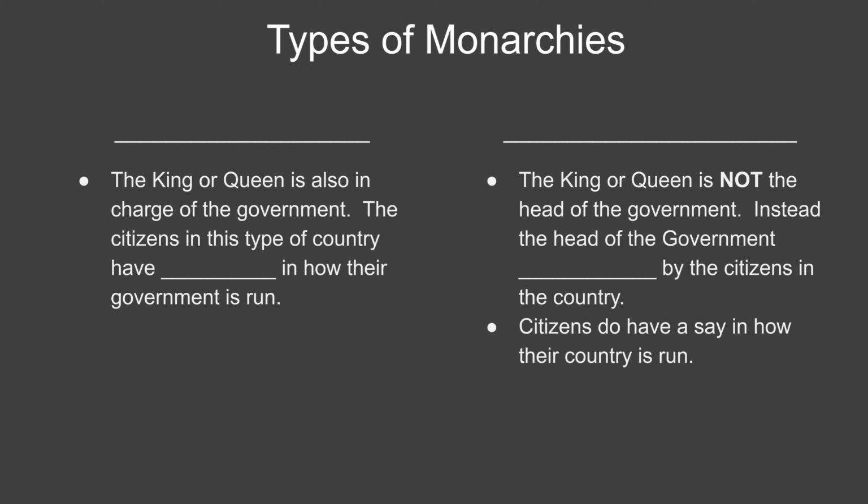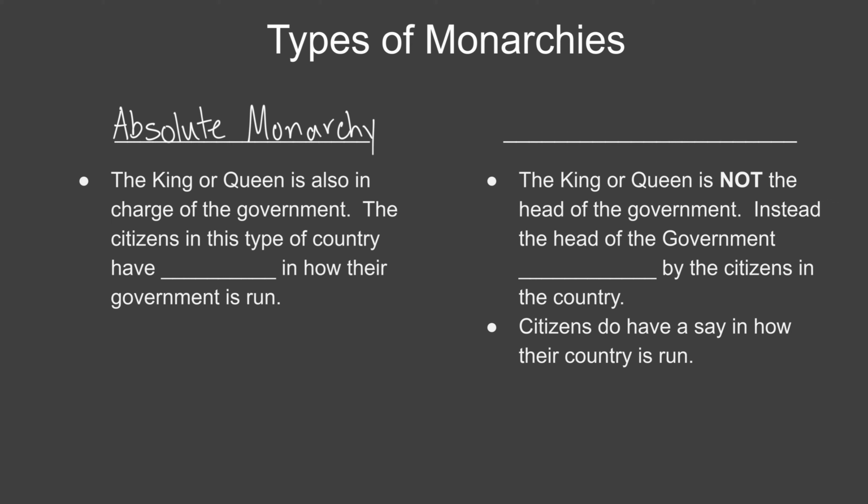So here we're going to look at two different types of monarchies, and this is where that difference between the head of state and the head of government is really going to come into play. So the first type is an absolute monarchy. And you can kind of think of this as the king or queen having absolute or complete power. So the king or queen, apart from being the head of state, is also the head of government. So they're controlling the military and they're controlling all of the other aspects of the government as well.